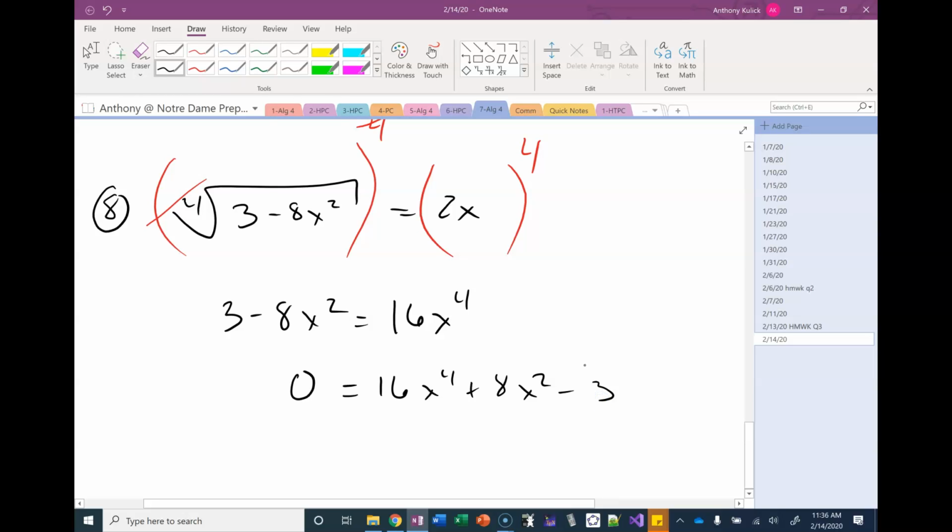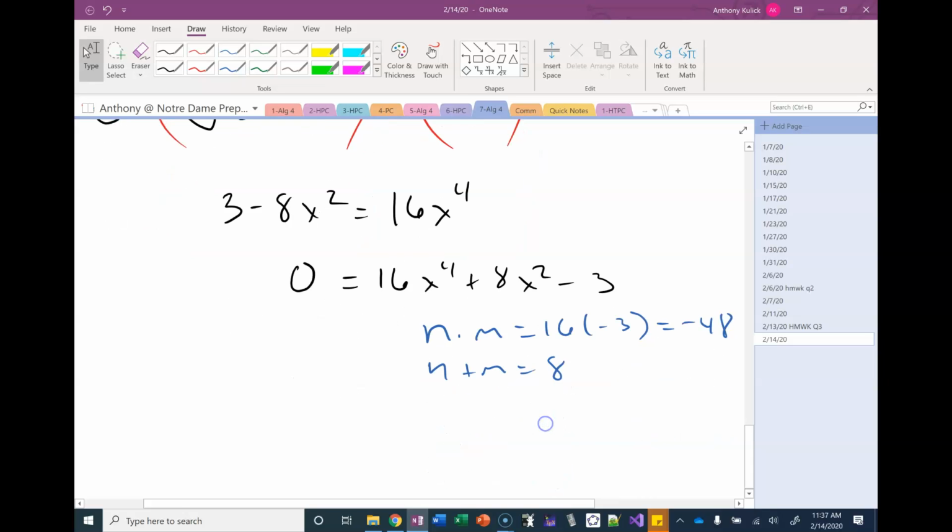Now this is a degree 4 polynomial. That's a bummer. But it's only got 3 terms, and it happens to be in the quadratic form because it's a degree 4 term, a degree 2 term, and then a constant term. So I can just factor this like I would a quadratic. Since the leading coefficient isn't 1, I need to find the 2 numbers that multiply to give me the leading coefficient times the constant term, and then add to give me that middle term.